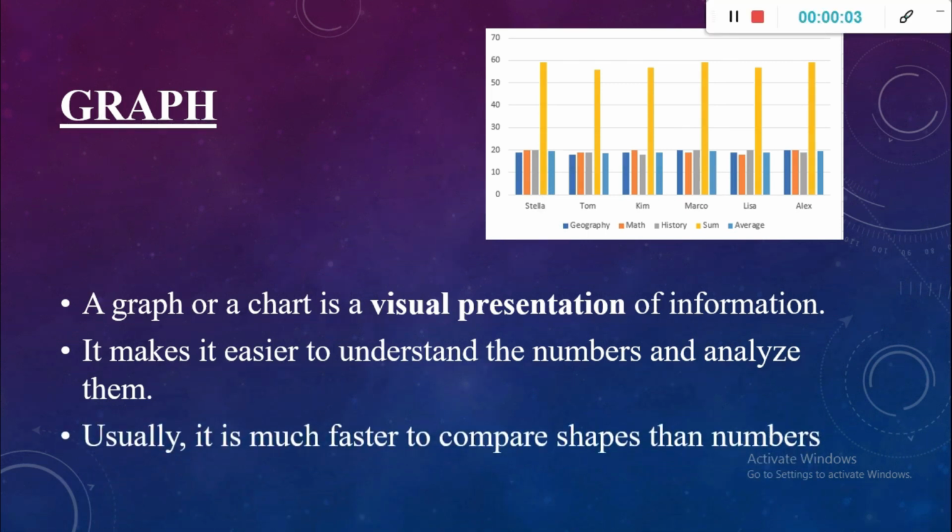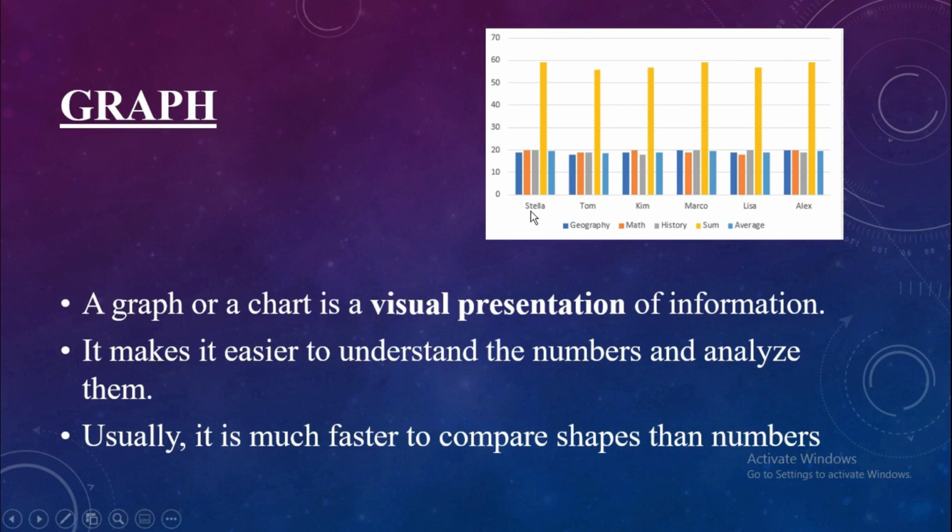Usually it is much faster to compare shapes than numbers. So we have already discussed that. So if we have a chart or a graph, here we consider Stella's total marks, okay? This one. So now consider the total marks of Tom. If we are comparing both total marks, we can see Stella has more marks, right? So it is much easier and faster to compare the shapes than the numbers, right?